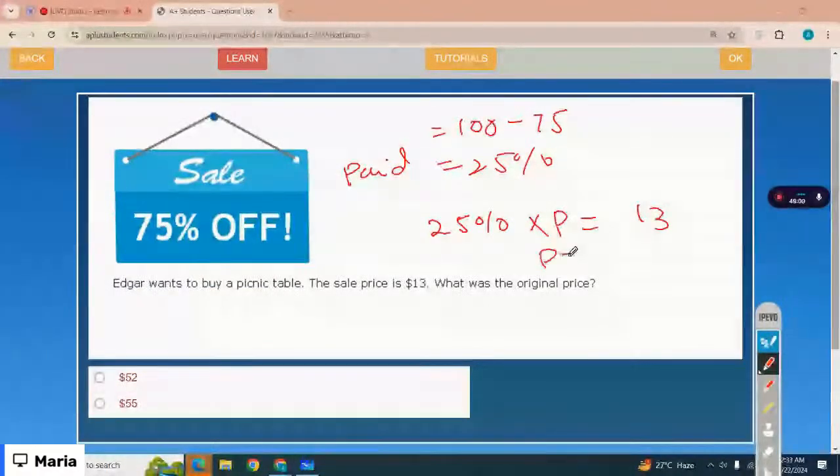So that means P equals 13 divided by 0.25. That means the original price is $52. The original price is $52, right? Okay, let's just move on to the next question.